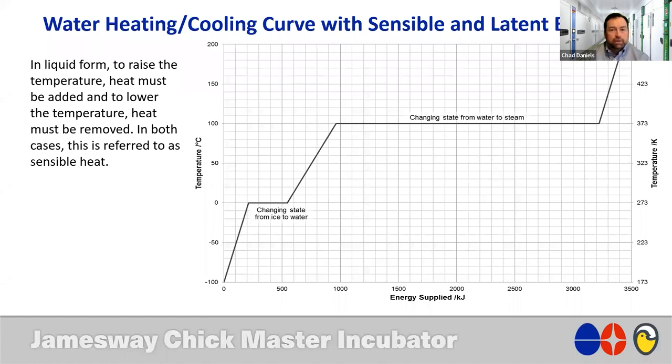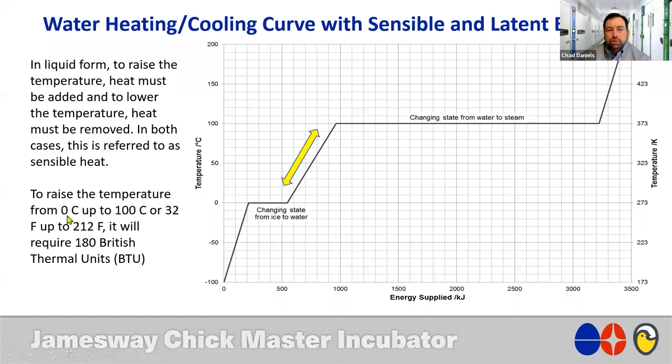To take the scientific aspect of it a little farther, and not to create too much confusion, I want you to recognize that what I've provided here is a water heating and cooling curve with sensible and latent heat energy. This is simply a graph. This is scientific, so it's not something I plotted or anything of that nature. But what you recognize is that in liquid form, to raise the temperature of water, we have to add heat, and then we have to remove heat to lower the temperature. This is referred to as sensible heat. In a liquid form, because we can measure that difference, it's referred to as sensible.